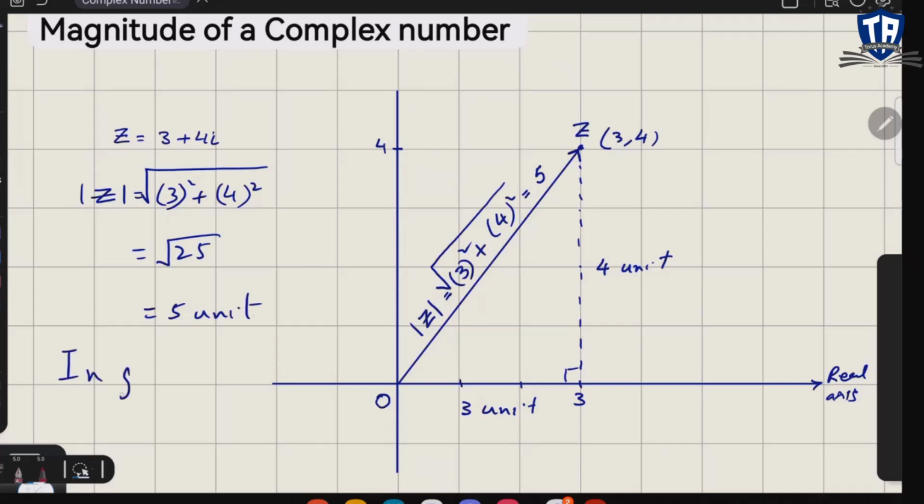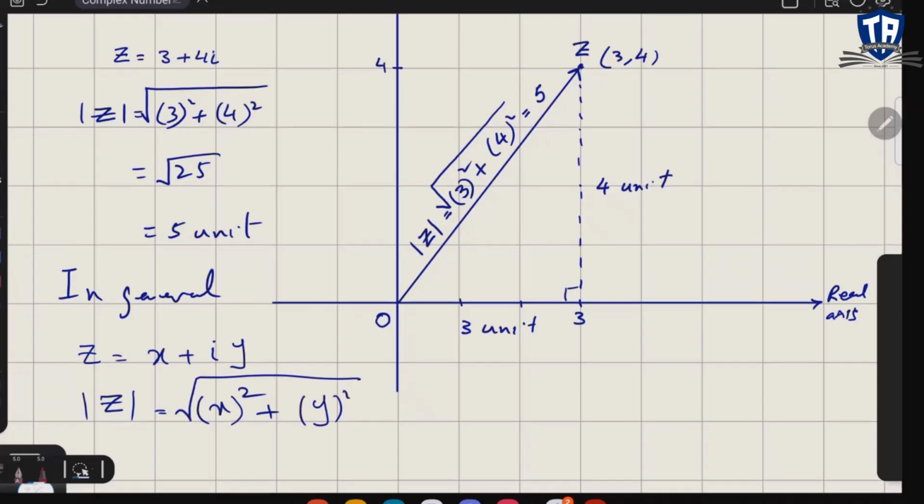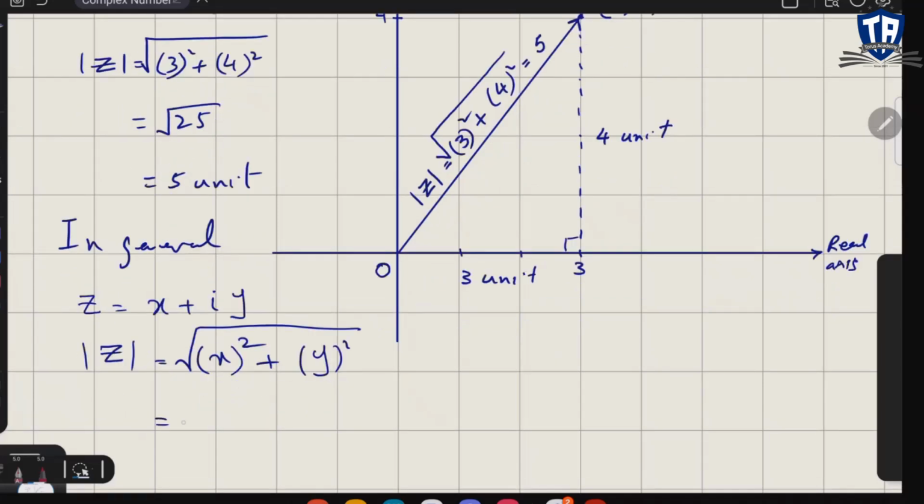So in general, if we write a complex number in the form x plus iota y, then the magnitude of z can be written as the square root of the square of the real part plus the square of the imaginary part. We can also say it as the real part square plus imaginary part square, and then the square root.